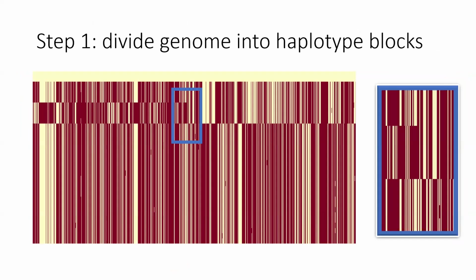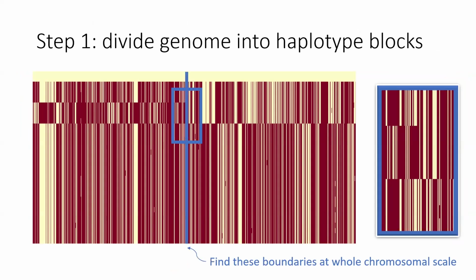In this example, where this happens is highlighted in this blue box, and you can see a zoomed-in view on the right here. So what we need to do is find these boundaries and draw the line, and do this at the whole-genome level.